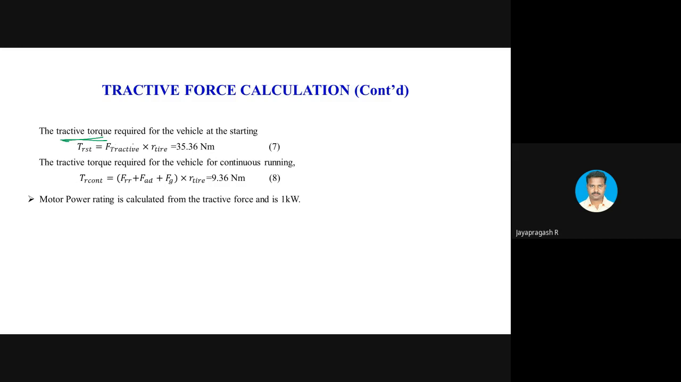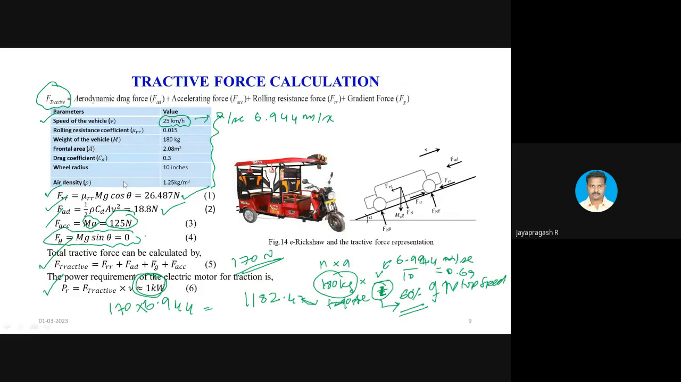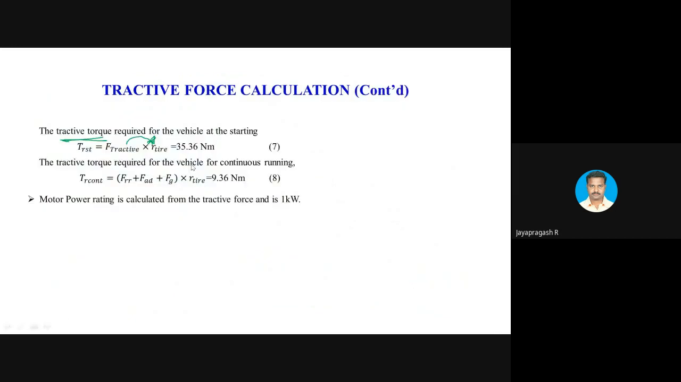For that, we multiply the tractive force with the wheel radius. The wheel radius we have considered is 10 inches, which is existing data. Converting to meters and multiplying, you'll get 35.36 Newton meter. So this is the torque required by the machine at the time of starting to overcome the resistive forces and the payload.